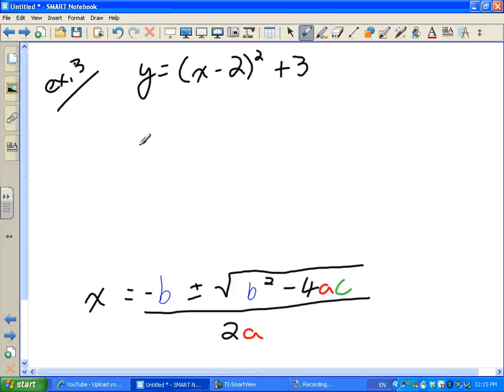roots again. We need to find the x-intercepts. So, in order to do that, I need to solve for my x. Okay? This is when y is equal to 0. We're solving for x-intercept. So, first off, I'm in vertex form right now.